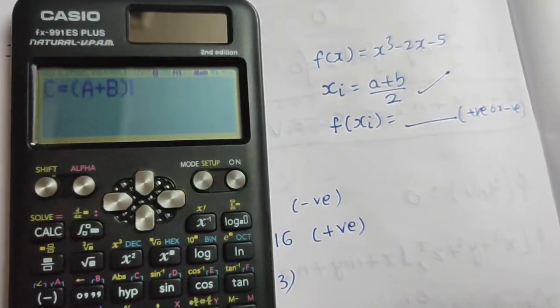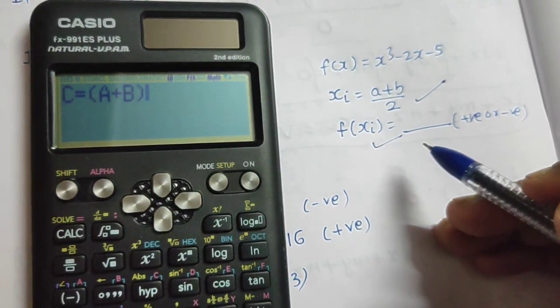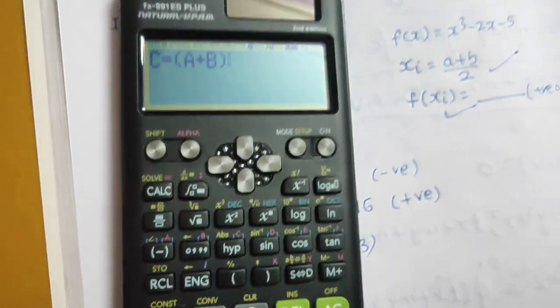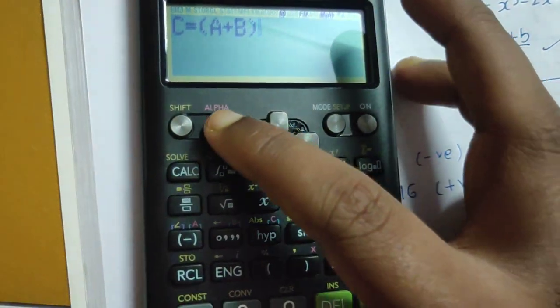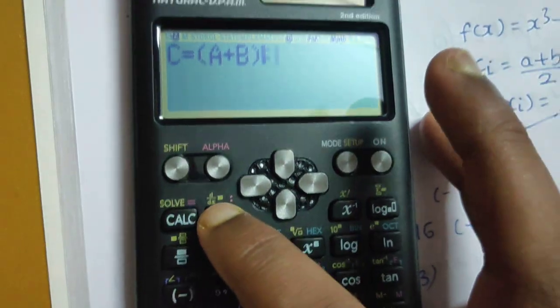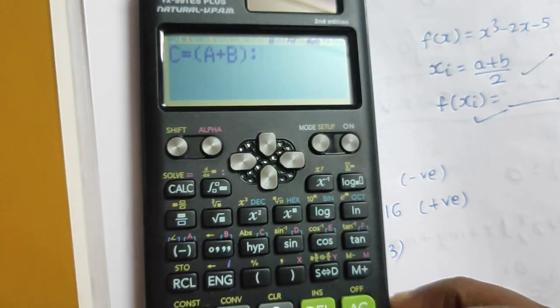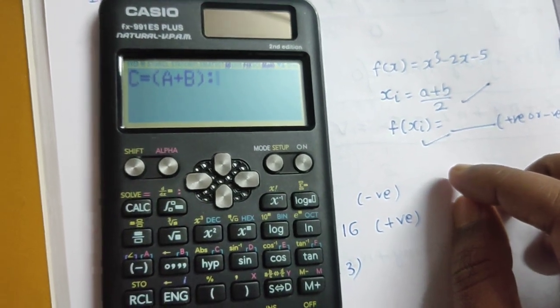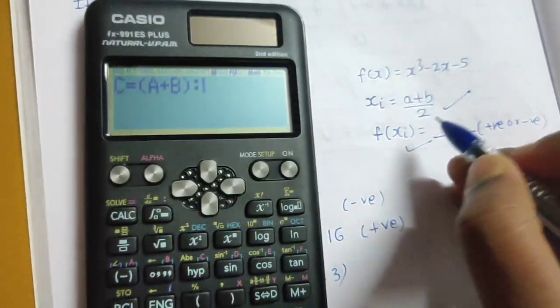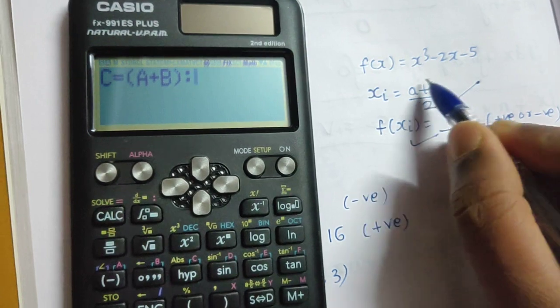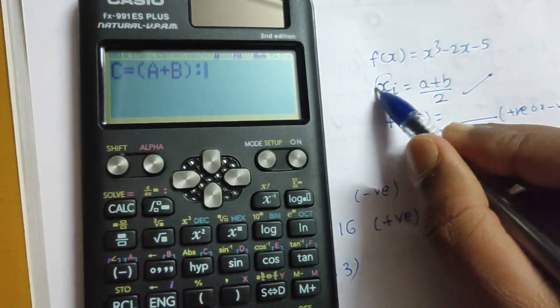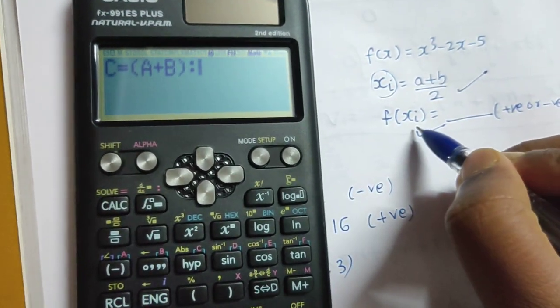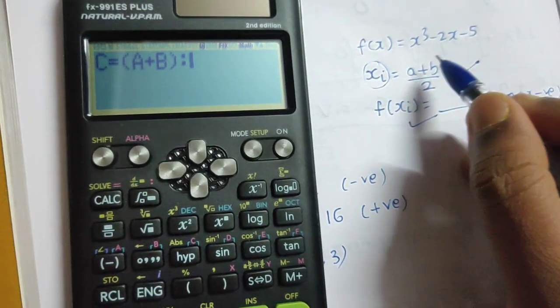And now in order to calculate whether its value is positive or negative, I will have to do one more thing. So alpha and this symbol, now I have to find the value of function at this c point, because this c is nothing but a plus b by 2, which I have named as xi. So I have to find the value of function at xi, that means value of function at c.